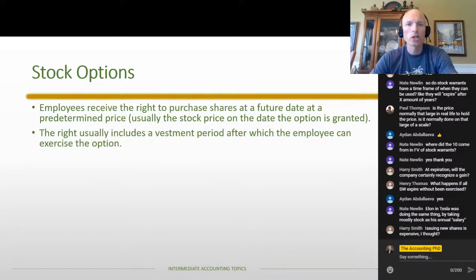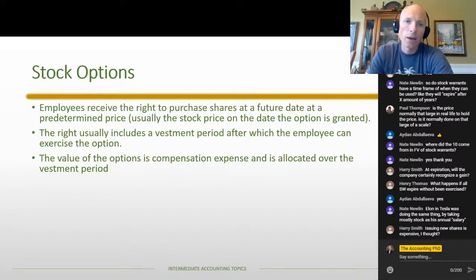The right usually includes a vestment period after which the employee can exercise the option. That vestment period is also a point of negotiation. It could be a year, 2 years, 3 years, 5 years, who knows. Obviously, the longer the vestment period, the less valuable the option would be to the employee.